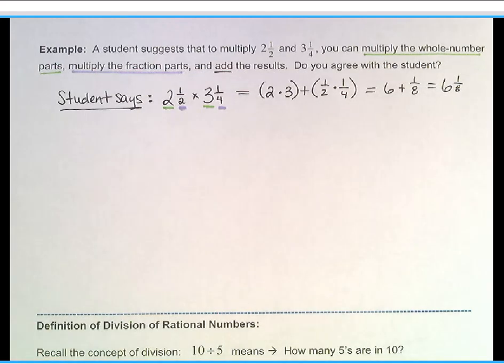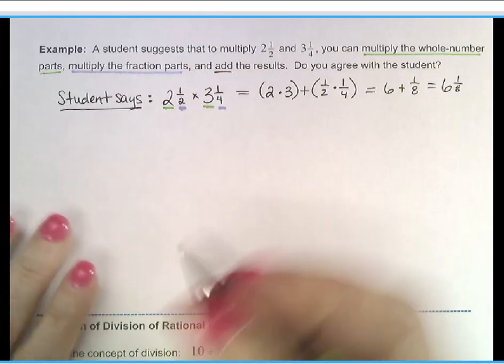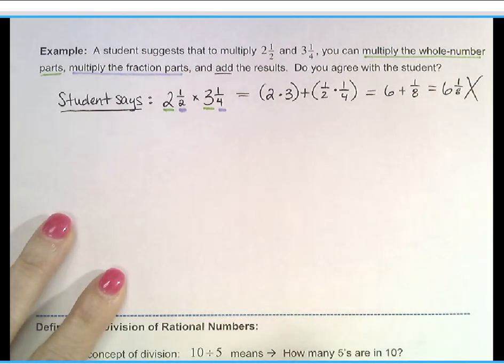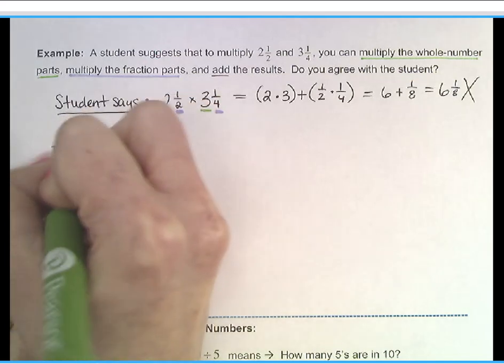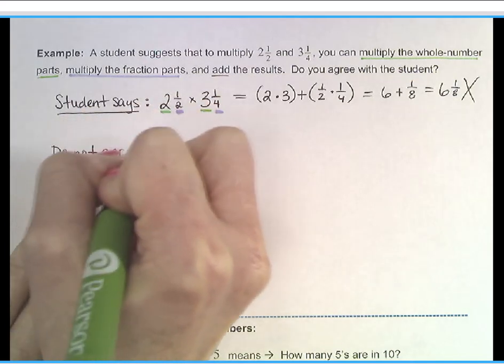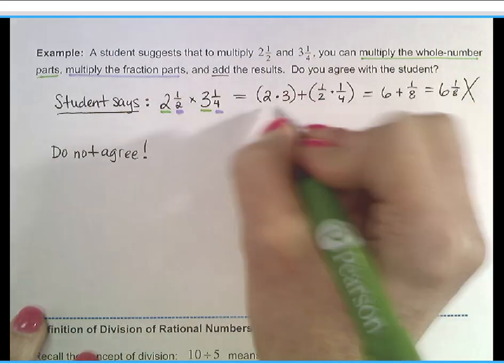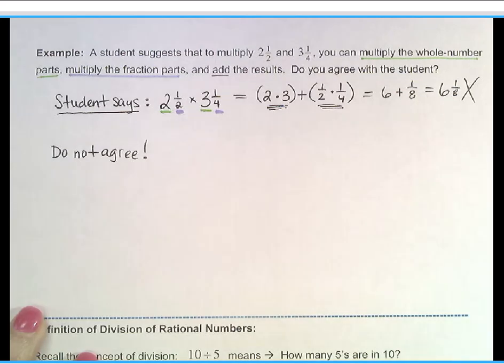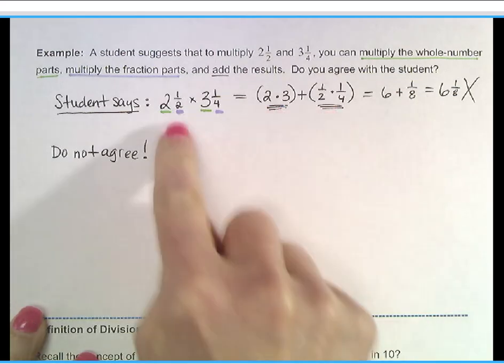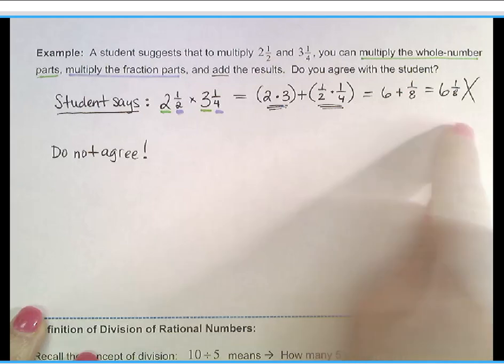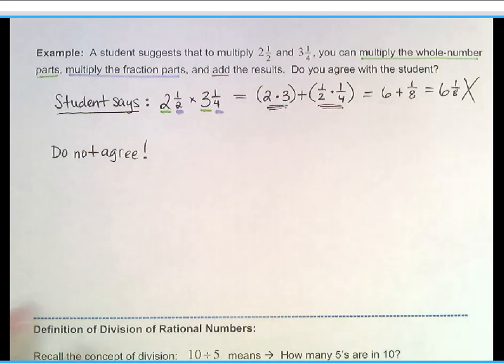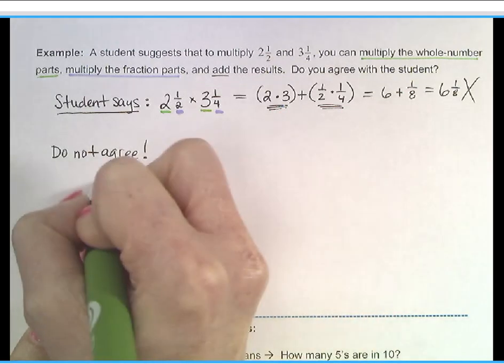And so based off what we just did, do you think that this is the correct way to do it? It seems reasonable. But do we agree with the student? You should not. Don't agree with the student because that's not actually the right answer. The reason why is they only did half the work. Look, they got 2 pieces, right? Didn't we say that 2 times 2 is 4? You should have 4 pieces. They only have 2 pieces. So let's see the correct way to do this.